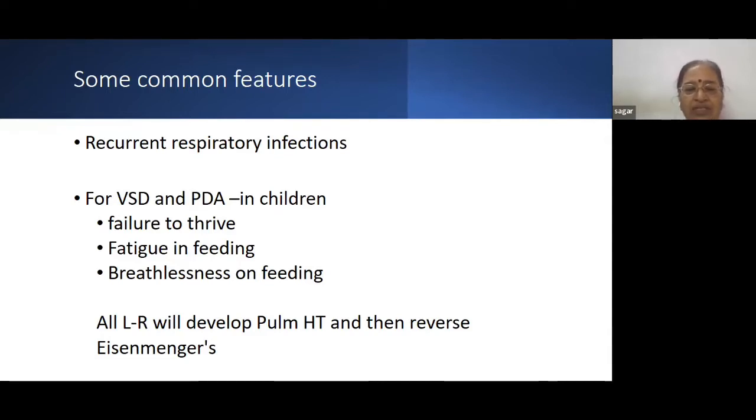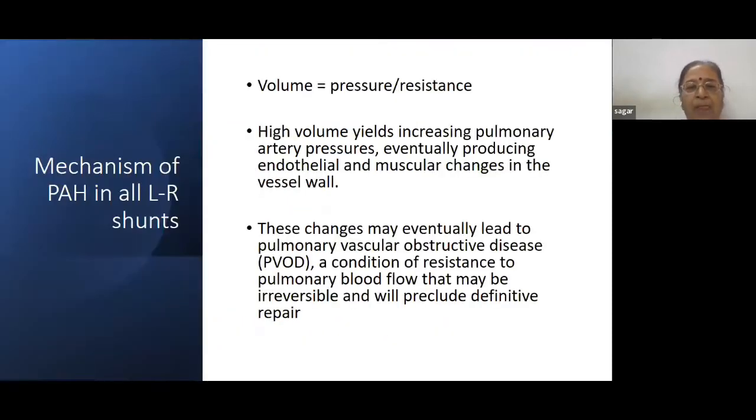Ultimately, all left to right shunts will develop pulmonary hypertension. There is no way they can escape that. And once the pulmonary pressure goes up significantly, then they will reverse. And that's what we call Eisenmenger's. So why do they reverse like that?